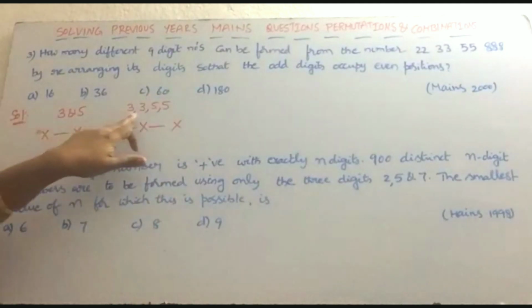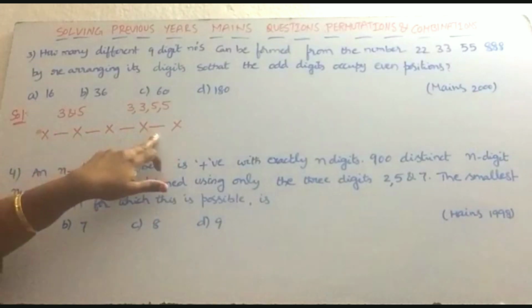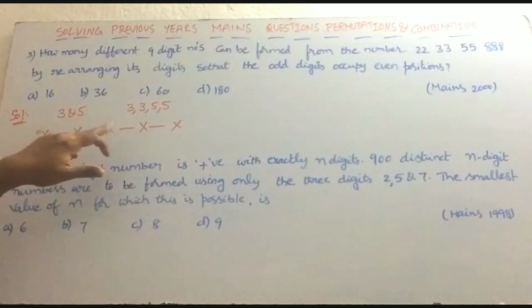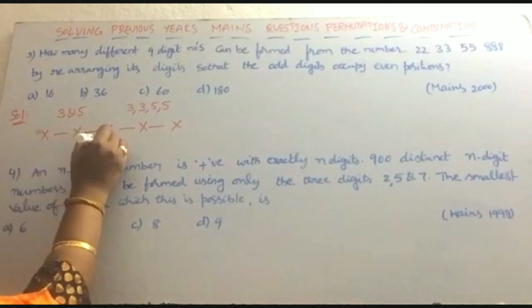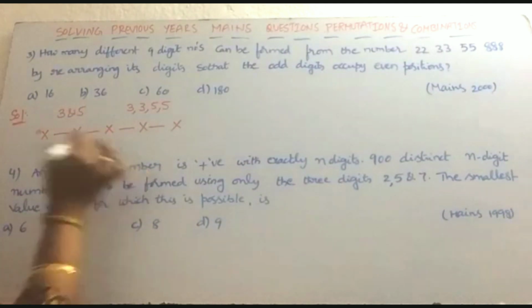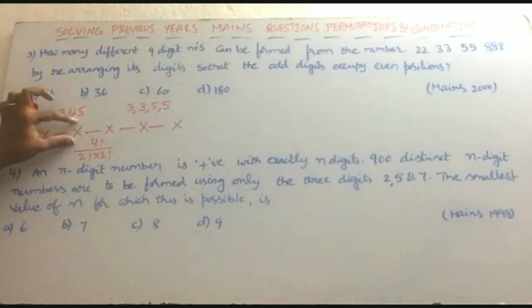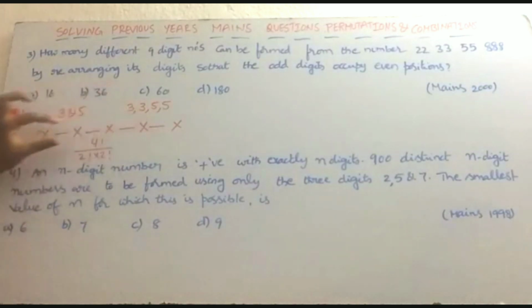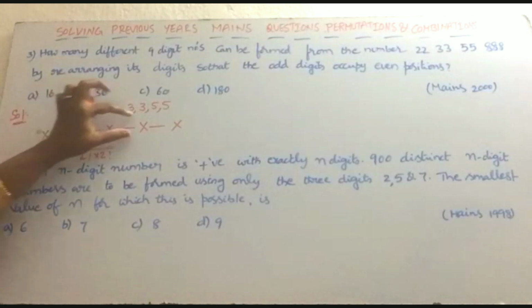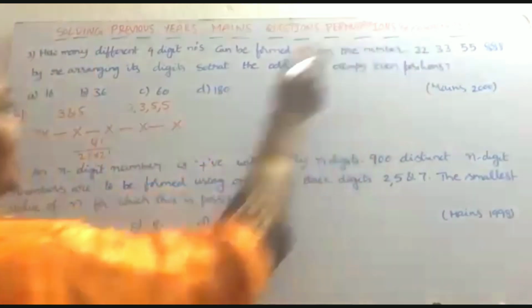So these are 4 digits. In these 4 places, these 4 digits can be arranged in 4 factorial by 2 factorial into 2 factorial ways. And the remaining, these are odd digit places. In these odd digit places, the remaining numbers are even numbers.